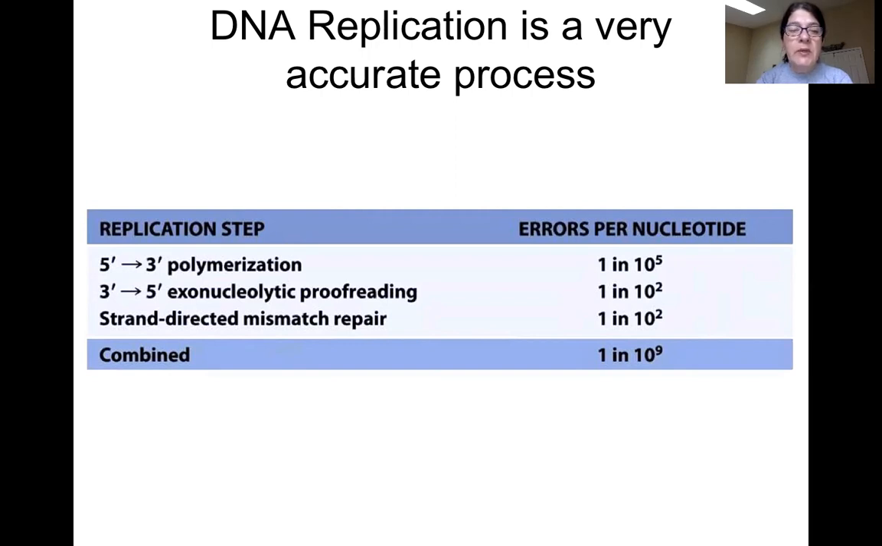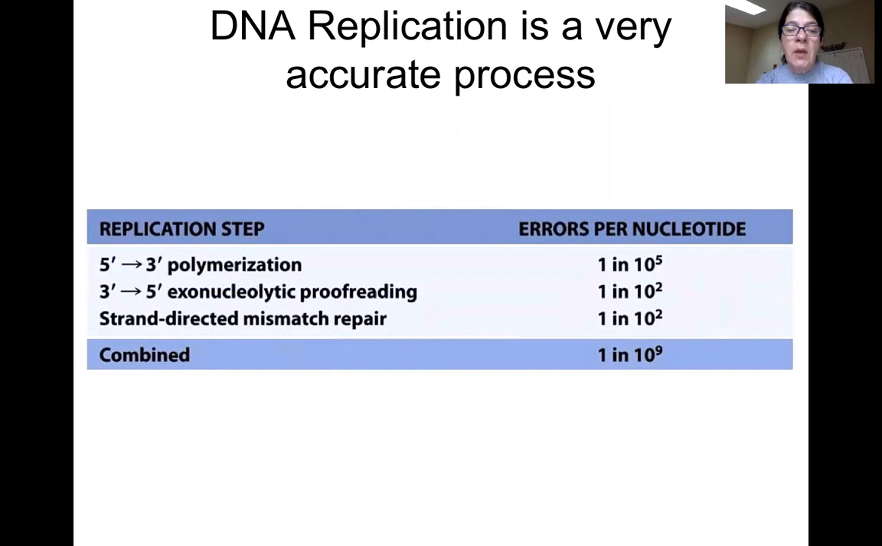However, to this, we need to also add the fact that DNA polymerase can actually backtrack in the 3' to 5' direction. It has an exonucleolytic proofreading activity, which means it can go back and remove mismatched nucleotides and then insert the correct ones. That gives you another level of accuracy, which is 1 error in 10 to the second.